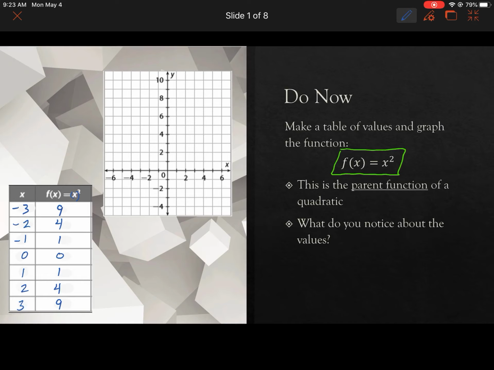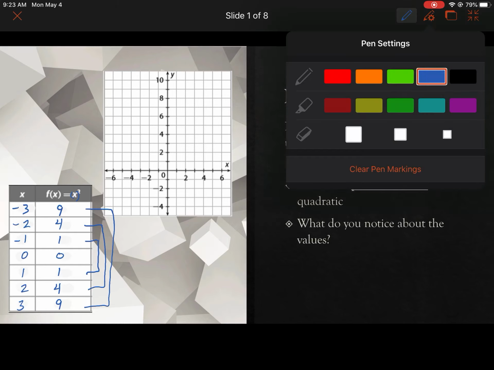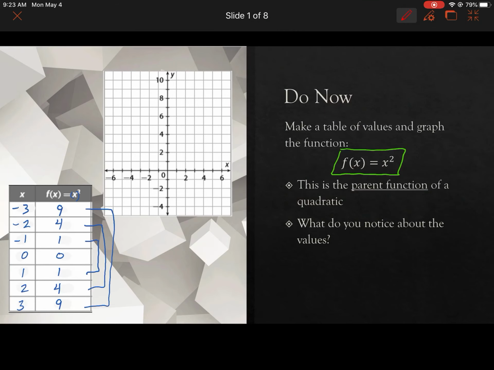And what I was hoping you would notice is that we have a mirroring of values, right? We start to see some repeats in the range, the outputs. So we have some mirroring. And then, of course, we have the center point of 0, 0, right? So if we were to graph this, we would start at 0, 0, and then graph all of our other values. So 1, 1, 2 would be 4, 3 would be 9.